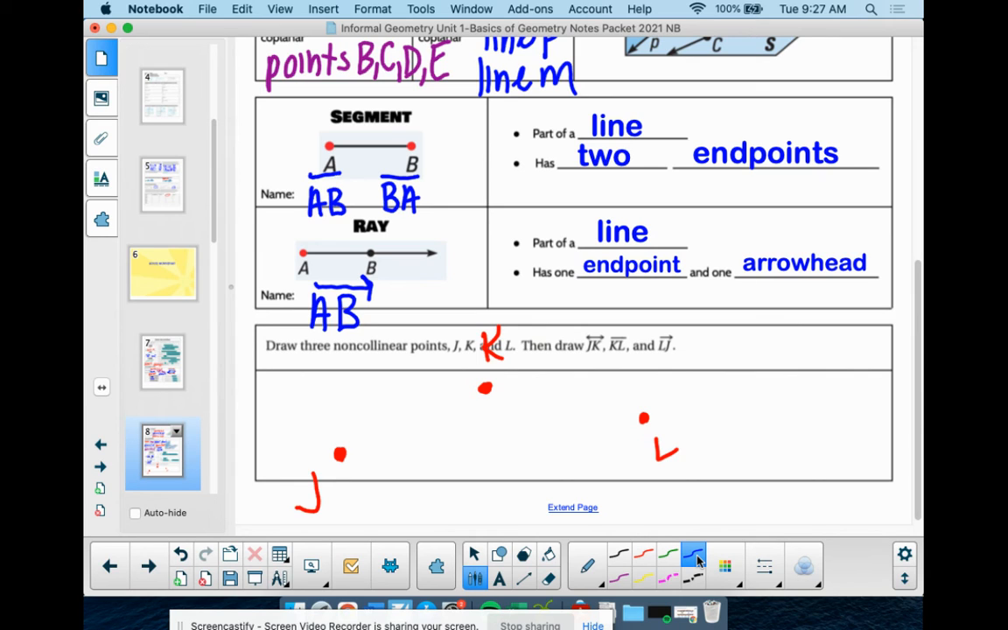And now we're going to draw. It says draw JK. Is JK a line, segment, or ray? And how can you tell? You look at that little symbol on top, right? What is that symbol? Never ending. Yeah, it never ends because it's a line. It has arrowheads. So you're going to draw a line through J and K because that's what it wanted. And then make sure you put your arrowheads. It's going on forever and ever and ever.